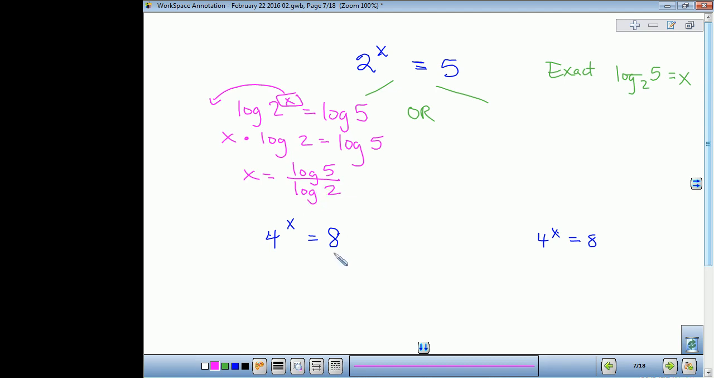So x is 5 over 2? No, it's log of 5 over log of 2. It's not the same as 5 over 2. They can't cancel each other out. Because log of 5 is asking us what power do I raise 10 to get 5.